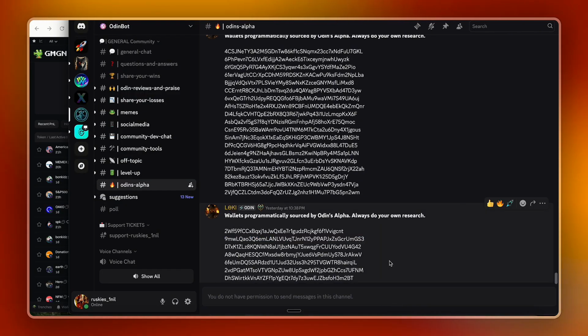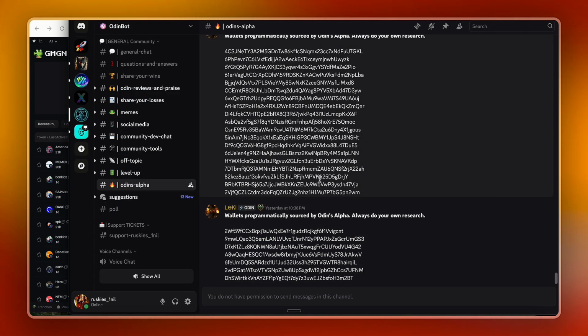So that's the problem with this free alpha, these free drops, they're not that good. That's the problem that I find with a lot of them. So this is the first avenue.